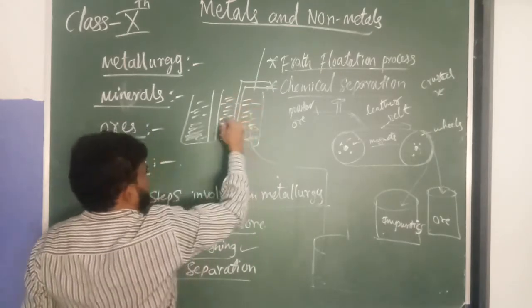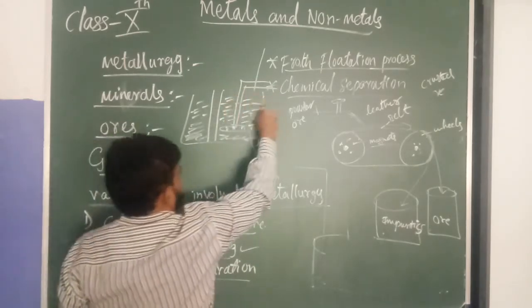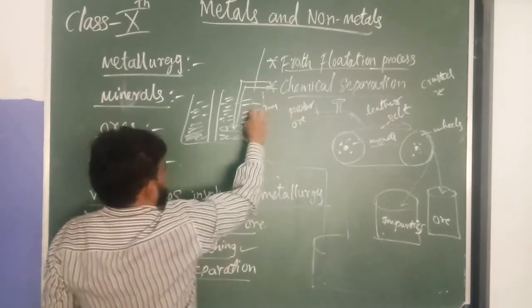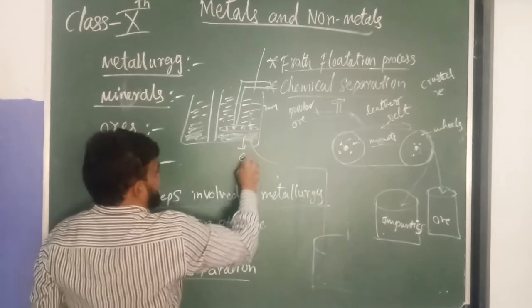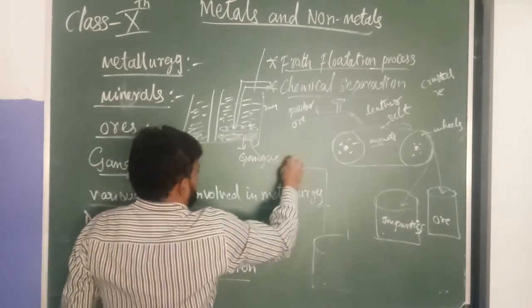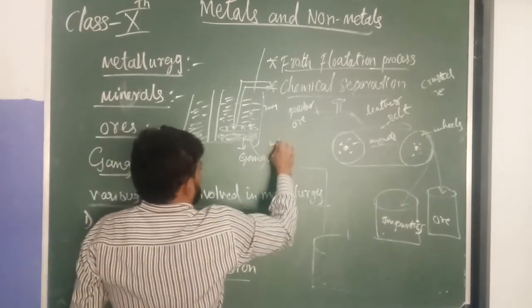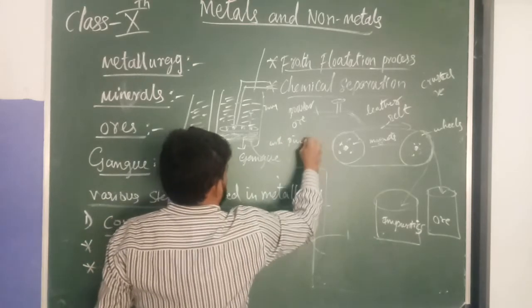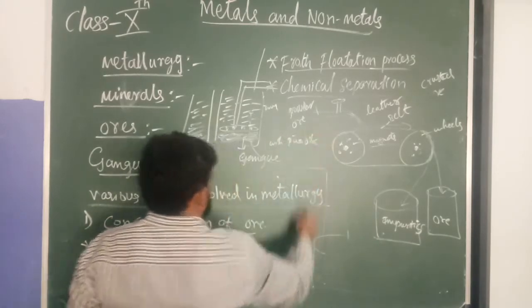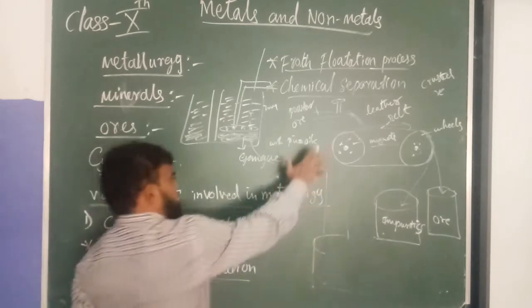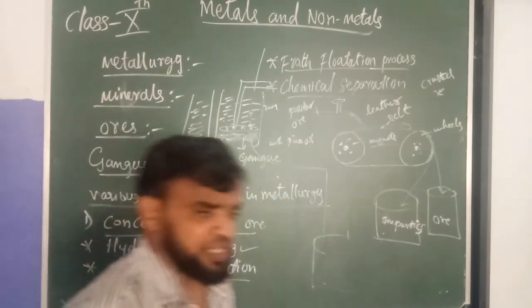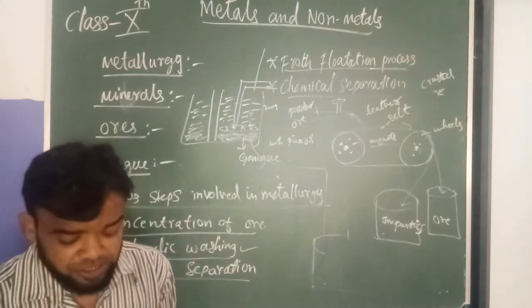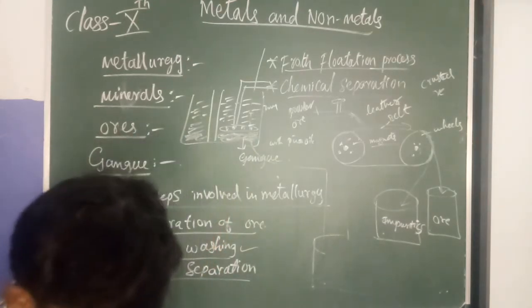This will remain here at the top. These are the impurities, and inside, at the bottom, is the gangue. We use pine oil to make a separate layer in the container. Understood? Now I am going to explain this process.